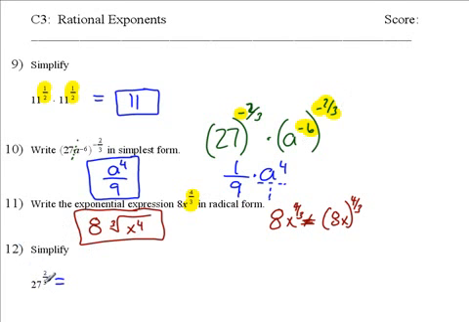That's telling us to find the cube root of 27, which is 3, and then take the result and raise it to the second power, which would be 9. So that one's just done. And that's it for concept 3.